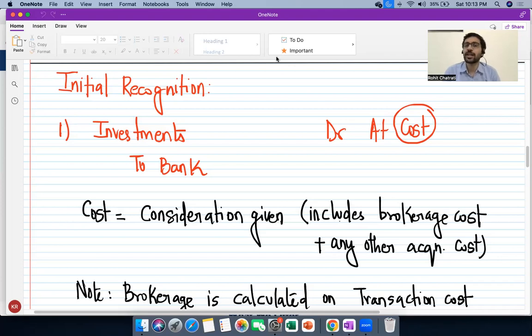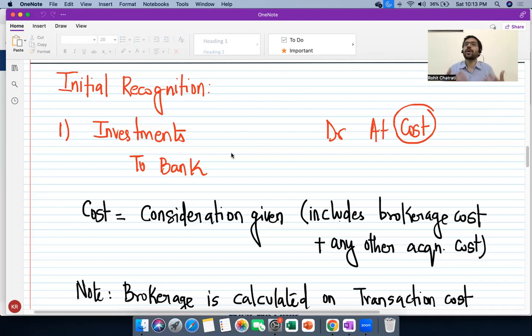Now let's start with initial recognition. What do we mean by initial recognition? Initial recognition refers to the accounting when I'm purchasing the security. What is the accounting that I'm going to do in my books of accounts when I'm initially recording it at the time of purchase? What are the journal entries that I would post? On purchase of some security, let's say a debt instrument or a debenture, I am going to recognize the investment in my books. So I will debit investments. I am purchasing an asset and therefore I will debit investments and I will credit bank account, because there's going to be a cash outflow.